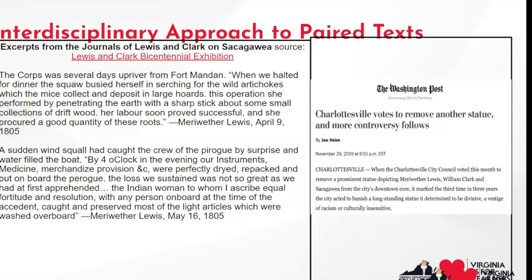So thinking about how we can use current topics to get to more historical topics that are separated from our students because they are just not familiar with them. So this is comparing the point of view from the journals of Lewis and Clark on Sacagawea mixed with the Washington Post article, Charlottesville votes to remove another statue, and more controversy follows. So we can look at different points of view and compare and contrast two texts here about a bigger topic.